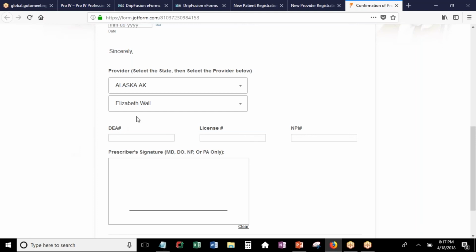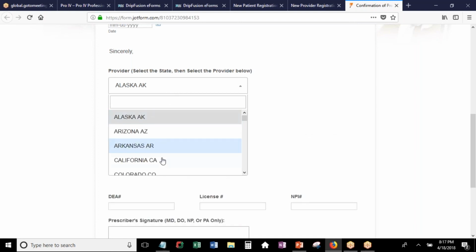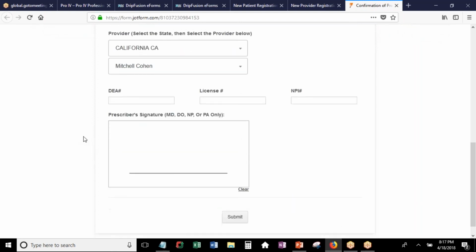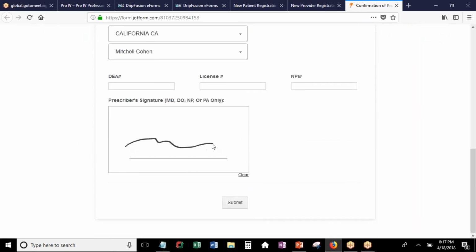And then you're going to go down and fill out the provider information, DEA licensing, NPI, and sign it because those are official notes. Now, I know you guys do this on your own within your own EMR systems, but we need it here as well.